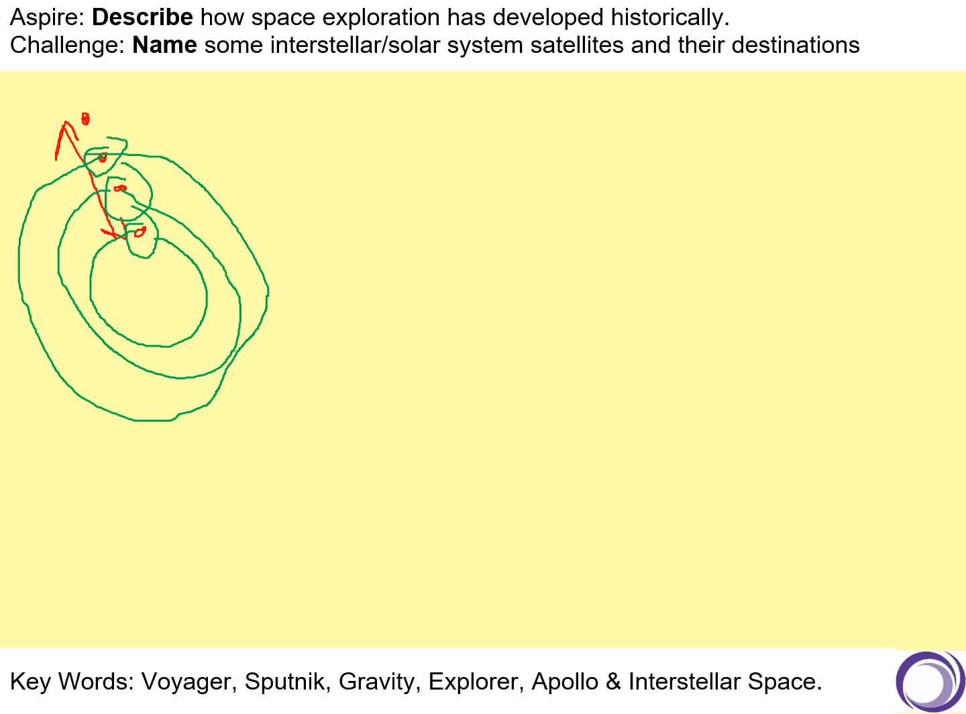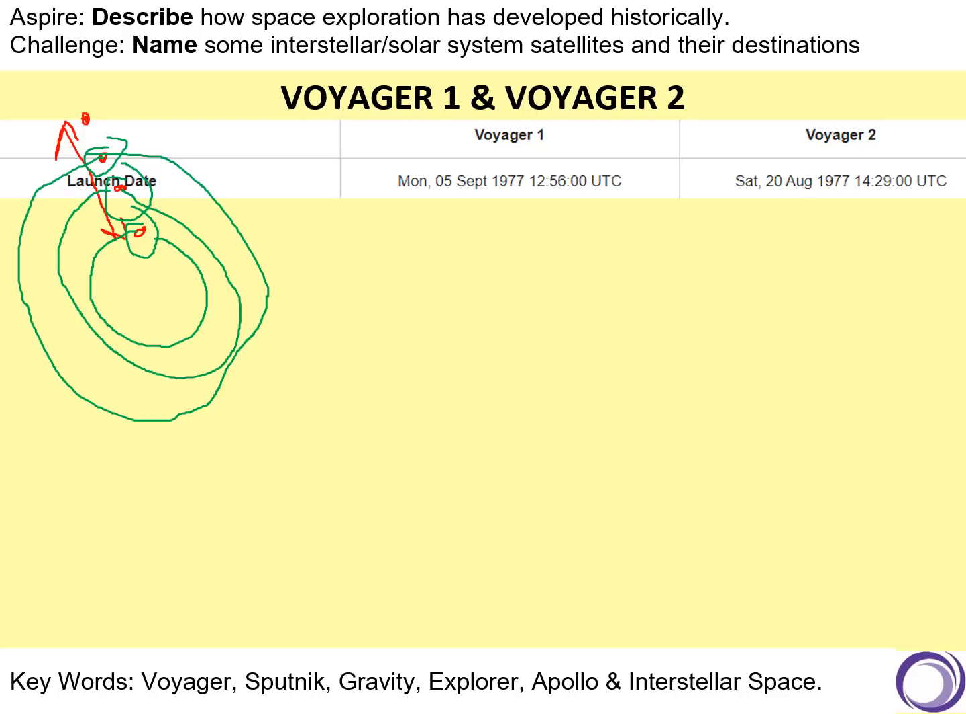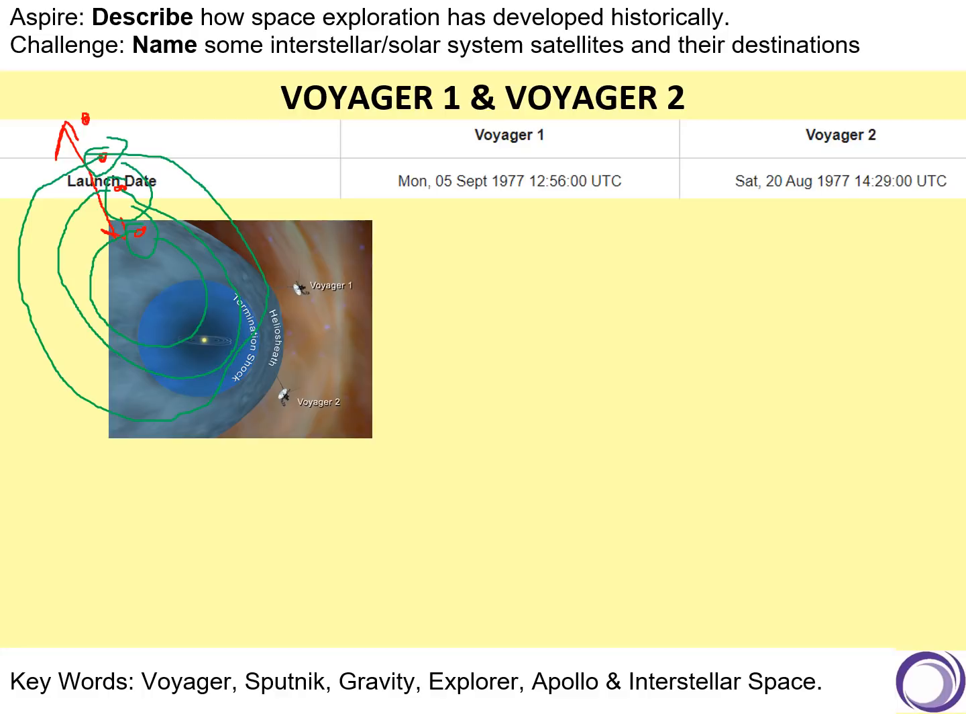So in 1977, what did they do? They launched Voyager 1 and Voyager 2. Both were launched in 1977, one in September and one in August, and very close to each other. And what they were trying to capture was this favourable alignment. So what did they want to get? They wanted to get to the outer planets. The image that I'm showing you now is where they are now. So they were sent in 1977.